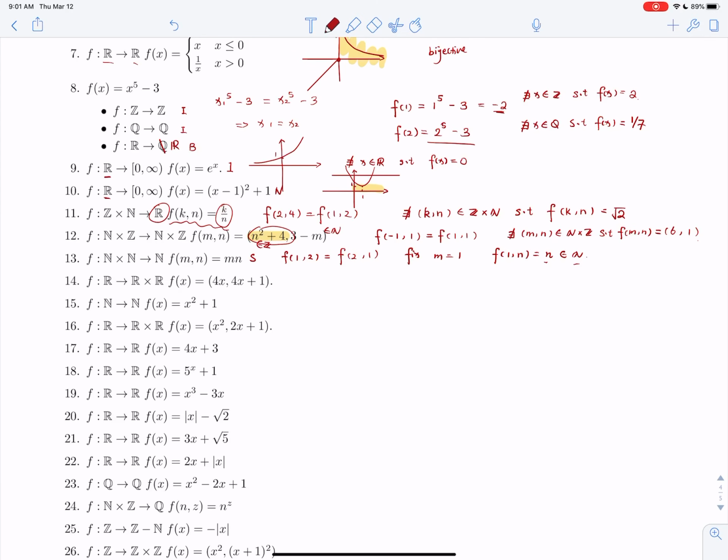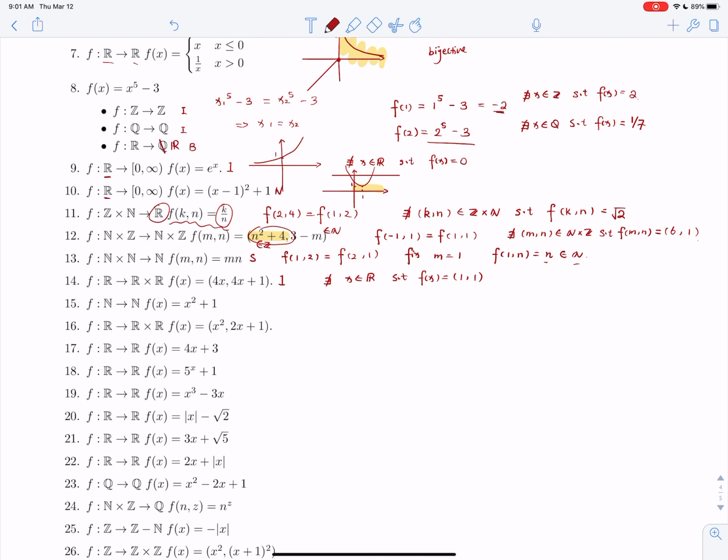Number 14, it's obviously injective. I'm not going to prove that. I think it's quite obvious. It's not surjective because, well, those two numbers will never be the same. So there does not exist x in the real numbers such that f of x equals 1, 1. Because those two always have a difference of 1.